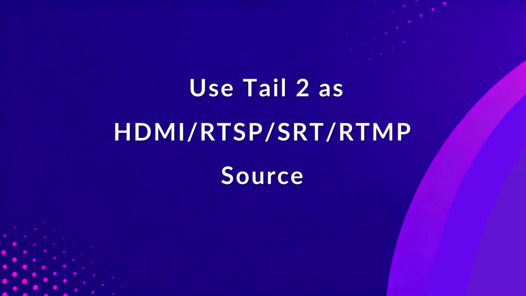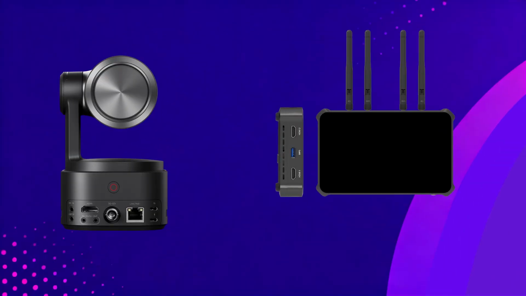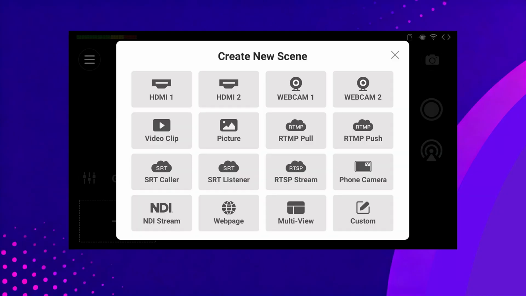We can connect Tail 2 to Director in other different ways. Then the Director device can control Tail 2 via the VISCA protocol. The first way, use Tail 2 as an HDMI source. Connect the HDMI port of OBSBOT Tail 2 to the HDMI port of the Director device, such as HDMI 1. On the Director device, create an HDMI 1 scene.